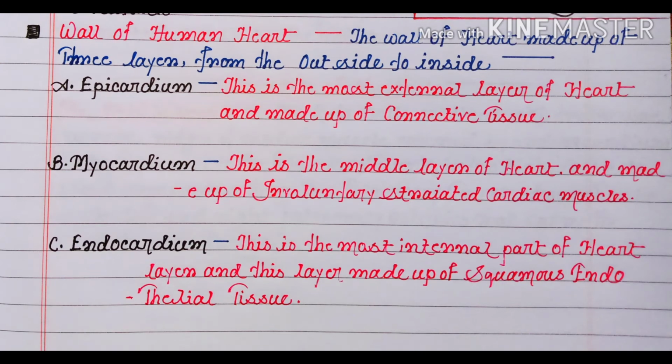Now let's talk about the wall of the human heart. Basically, from the outside to inside, the human heart wall is made up of 3 different layers, and those are the epicardium. It is the most external layer of the human heart and made up of connective tissue. The myocardium is the middle layer of the human heart, and the endocardium is the most internal part of the human heart, and this layer is made up of squamous endothelial tissue.